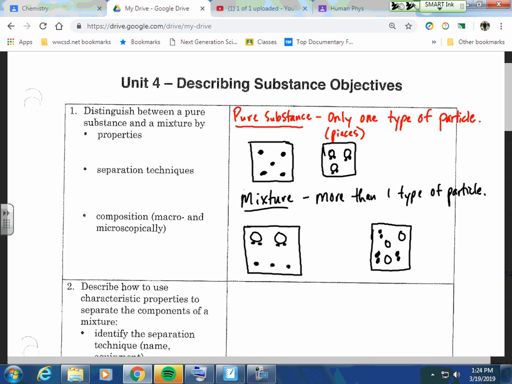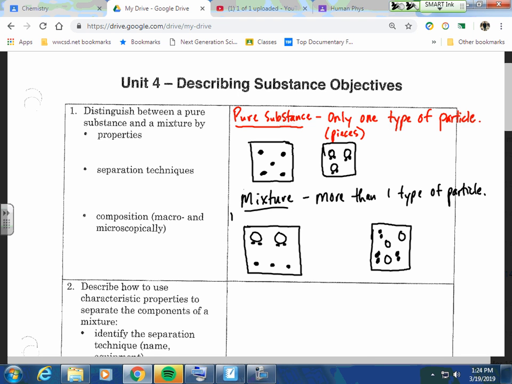Now, one thing I didn't say a whole lot about was the types of mixtures. You can actually have a couple different types of mixtures. Just look at the components in the mixture. Are they all the same throughout, or are there different parts? Like if I look at this first one, there are 2 distinct parts. The top is different than the bottom. Whereas with this one, everything is spread out evenly.